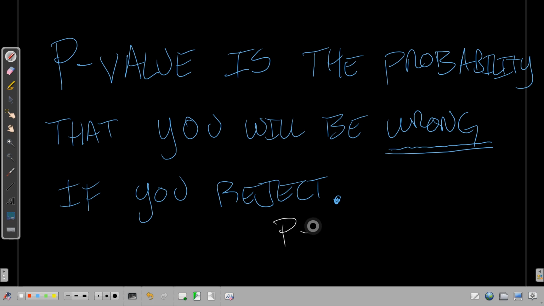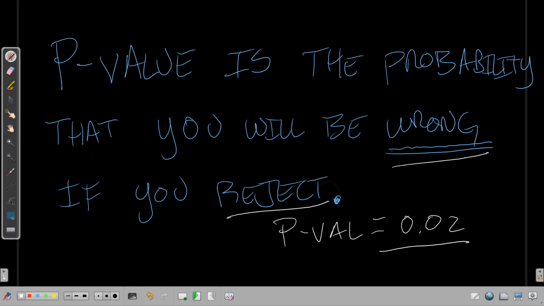However, if my p-value was something really small, like 0.02, then there'd be a 2% chance of being wrong if I reject. Well, that seems acceptable, 2%.